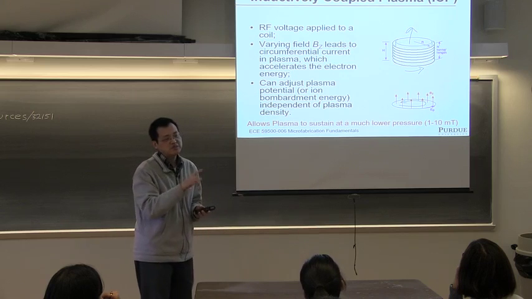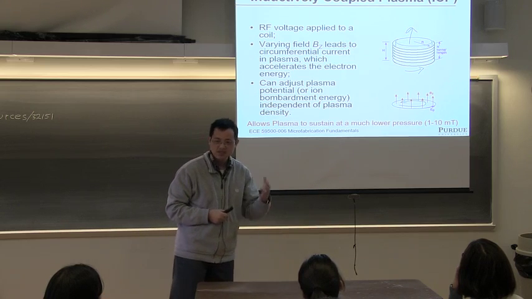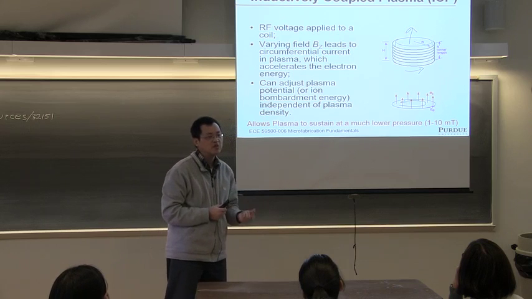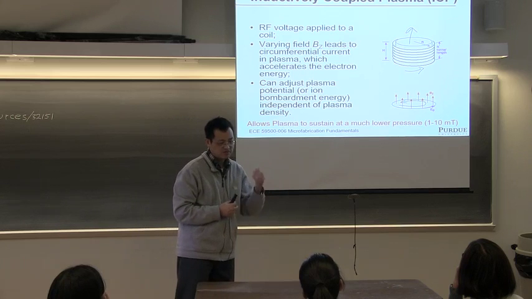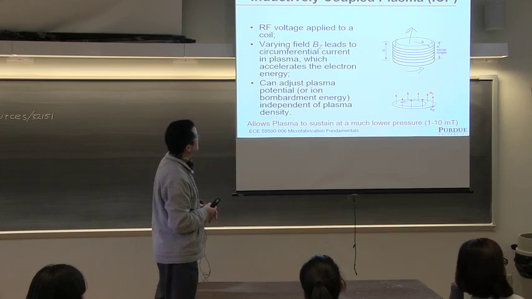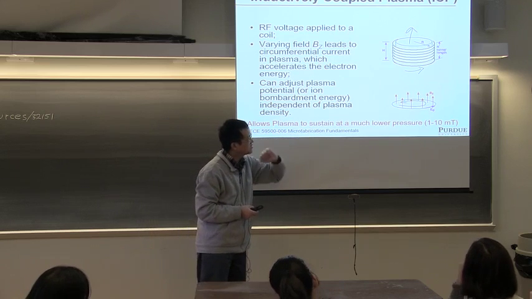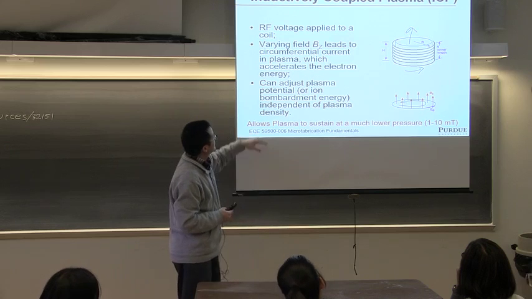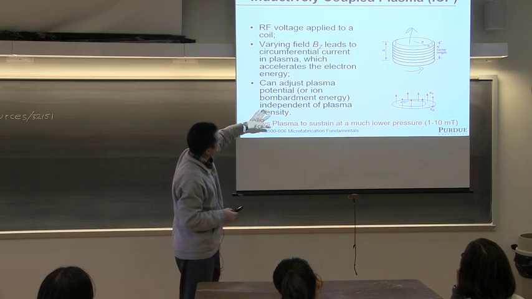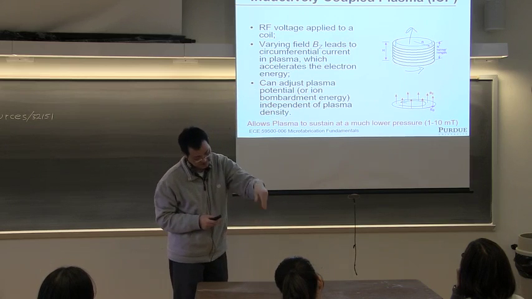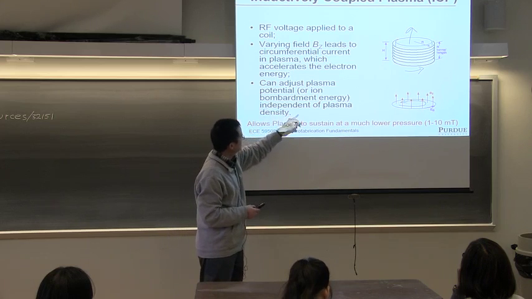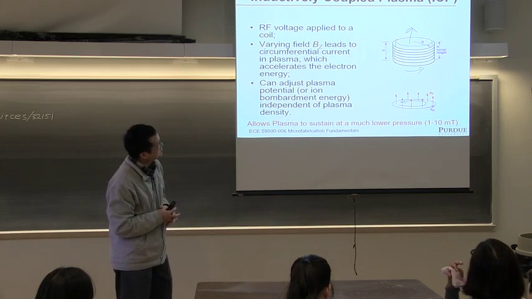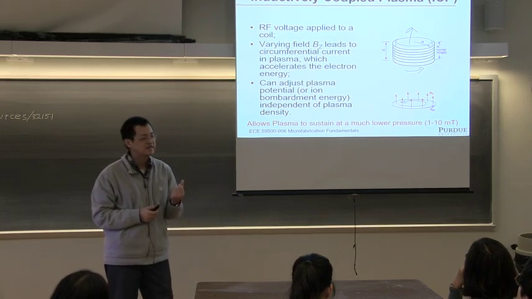shape, and this will increase the chances of electrons colliding with the neutral atoms. If it keeps doing that, it will basically help ionize the neutral atoms. So what it is doing is allowing the plasma to sustain at a lower pressure, almost one order of magnitude lower, between 1 to 10 millitorr. We can also adjust the plasma potential, which is the amount of energy with which the ions strike the substrate, independent of the plasma density. So this is what we call the inductively coupled plasma, which is the main mechanism for high-density plasma tools.